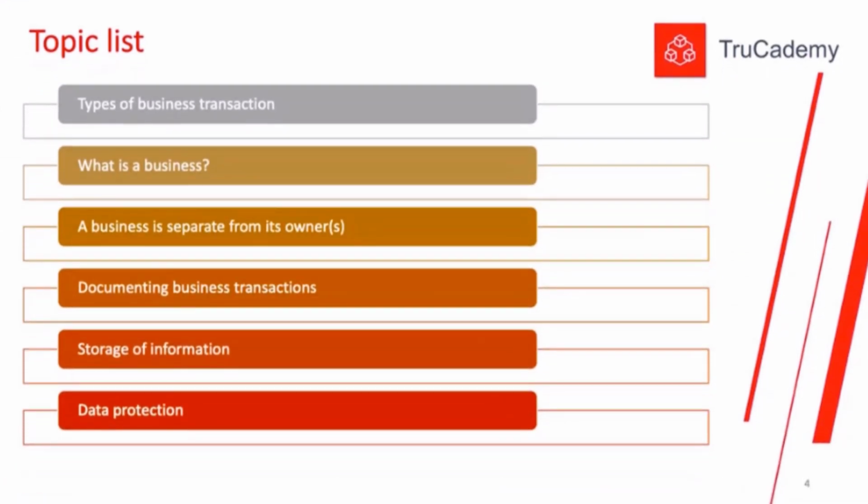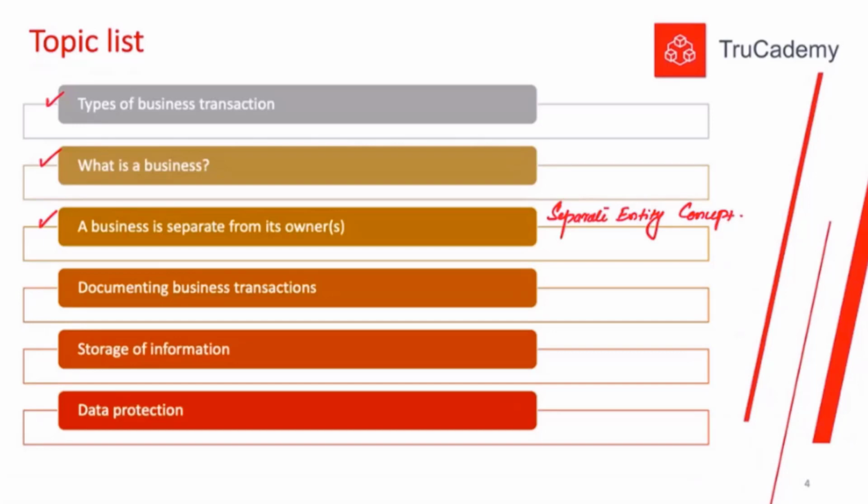All right, about the topic list, first of all, types of business transactions. What type of business transactions might we perform? What is business? I already gave you a very basic definition of business. A business is separate from its owners. Then we will discuss a principle or accounting convention, which we call the separate entity concept. So this we will be discussing.